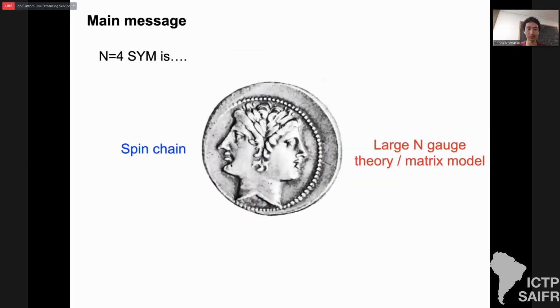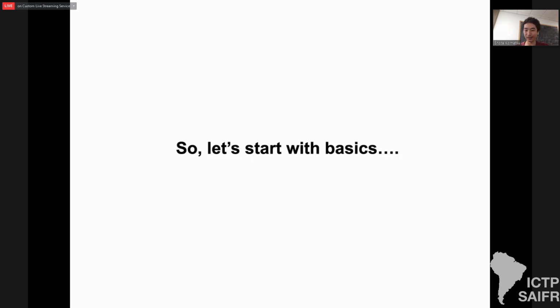So, the main message of today's talk is: N=4 super Yang-Mills is half spin chain and half large N gauge theory, or matrix model. Of course, this might sound like a trivial statement to some of you, but I'm going to convince you that there is some deeper meaning. Okay, so let's start with the basics.